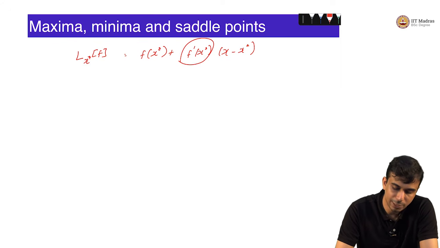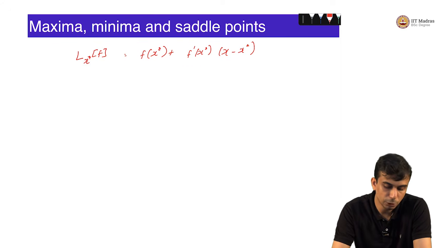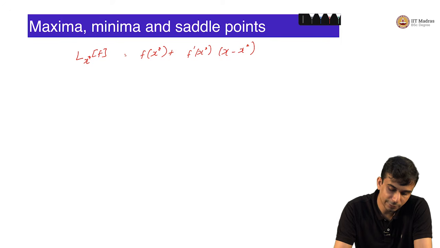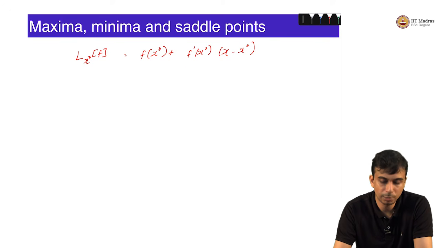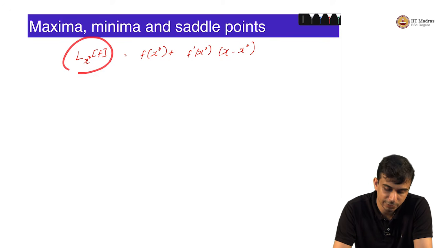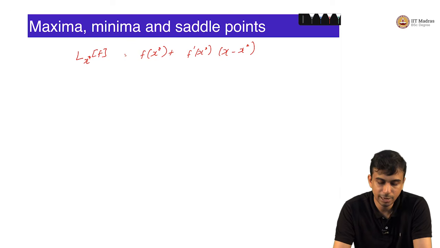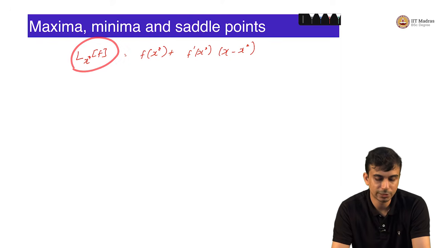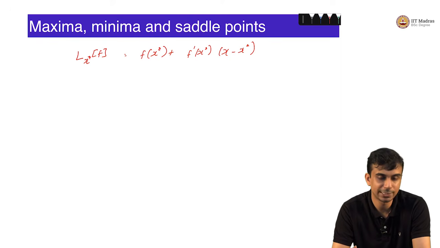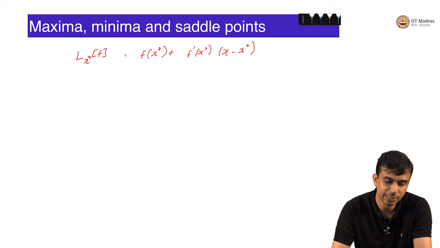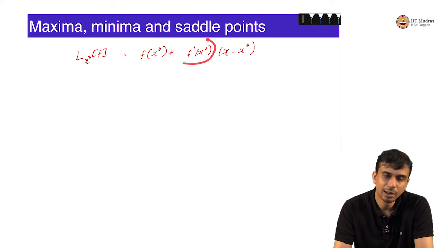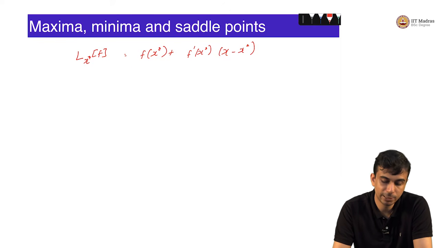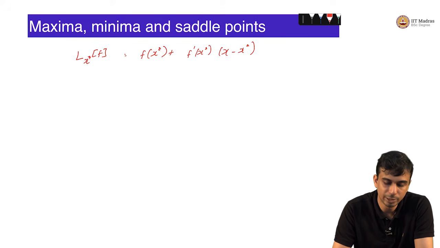There is a very special case where you have f dash of x star equal to 0. Then your L x star of f is actually not a function of x at all, but rather it is a constant. If f dash of x star was 0, that means that L x star of f is equal to f of x star. So, even though the left hand side is supposed to be a function of x, it is a constant. And such points where f dash of x star is 0 are called critical points, and these points are generally interesting in one way or the other.